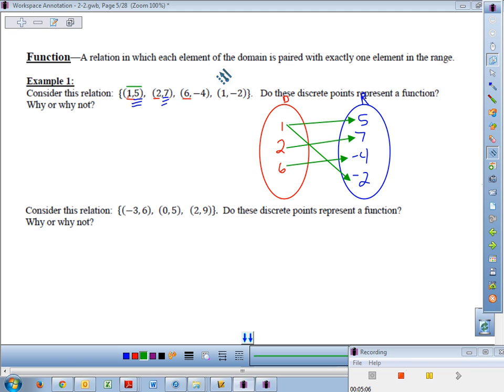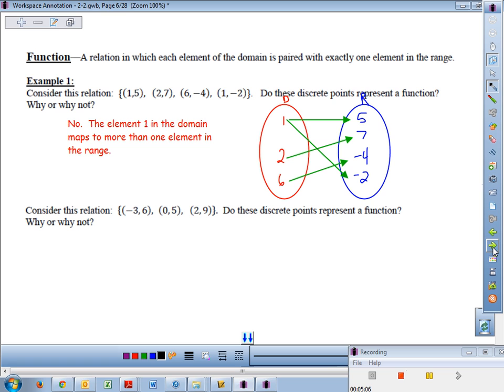Because according to the rules, a function says this: every element of the domain is paired with exactly one element in the range. And as you can see, do you see the old number 1 right here? Doesn't it map to 5 and it also maps to negative 2? That's against the rules. You can only have 1 arrow coming off your domain, guys. Doesn't this dude have 2 arrows coming off of it? So is this a function, yes or no?